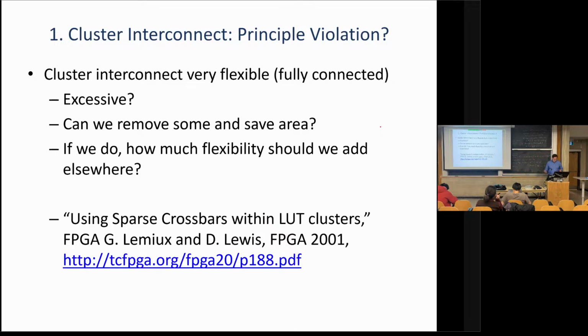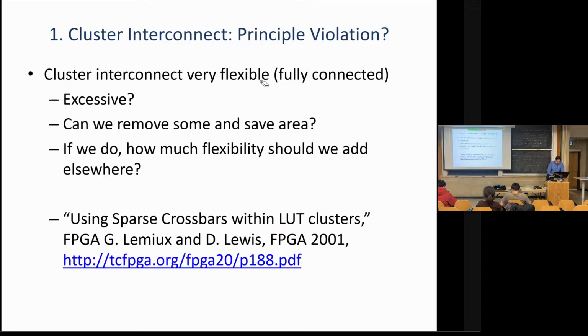And the cluster interconnect that we've studied so far, what we studied back in the Ahmed and Rose paper, was fully connected. So full crossbars from your cluster inputs to your LUT inputs, or BLE inputs, was a full crossbar. From the outputs of LUTs, or BLEs, back to their inputs was a full crossbar. So it seems like it might be excessive, right? There's no chance of a crossbar blocking, whereas the rest of our routing decisions definitely can block.